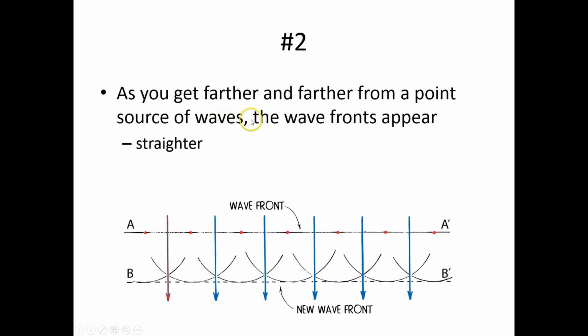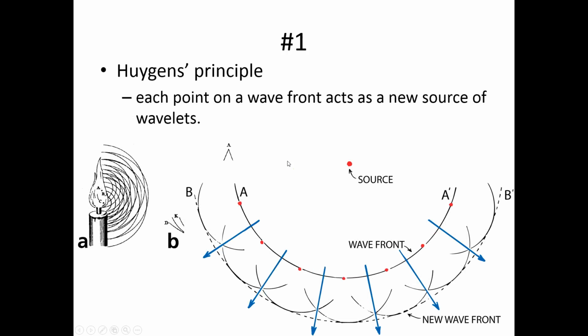For number two, as you get further and further from a point source of waves, the wavefronts appear straighter. You'll notice that this is a wavefront, and as we get further and further from that point, we end up getting a straighter and straighter wavefront. You can think of this as if you're skiing behind a boat and you make a wave that first is curved, but then as it moves out, those wavefronts get straighter and straighter as they go.